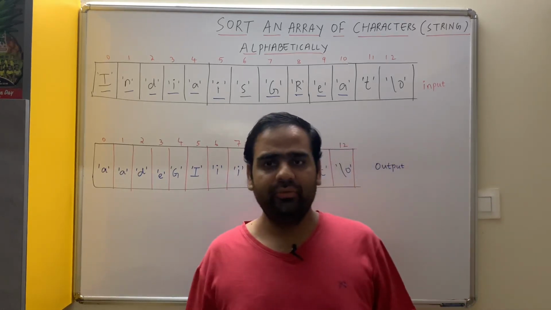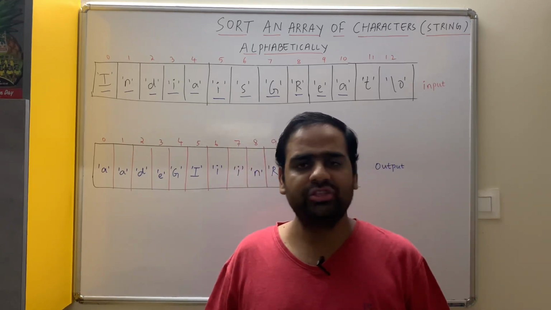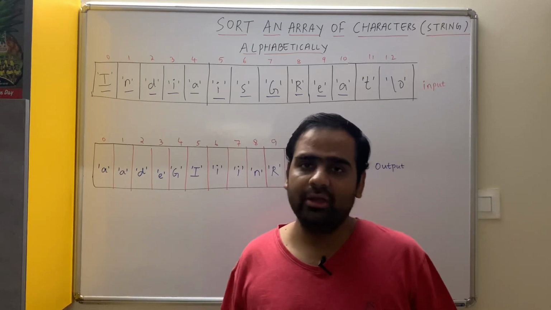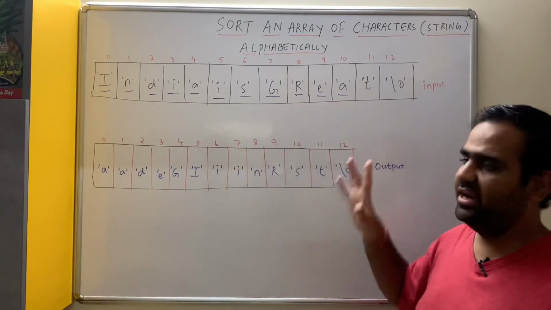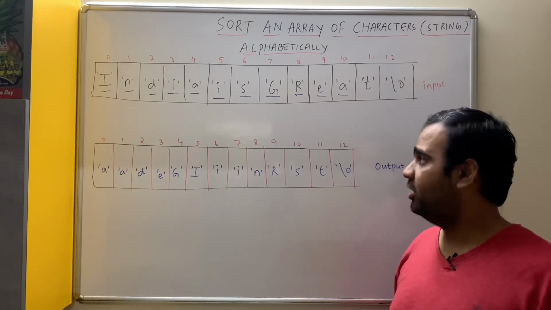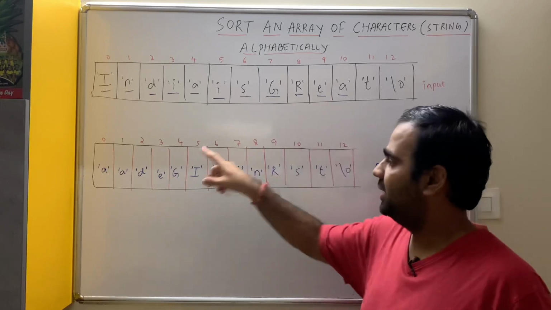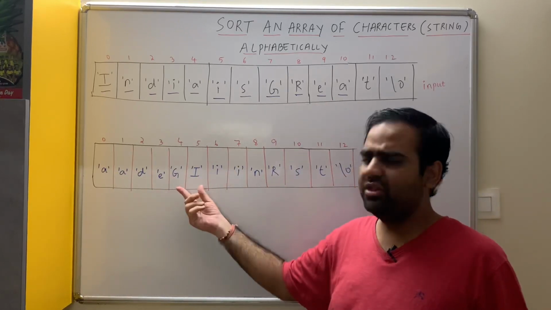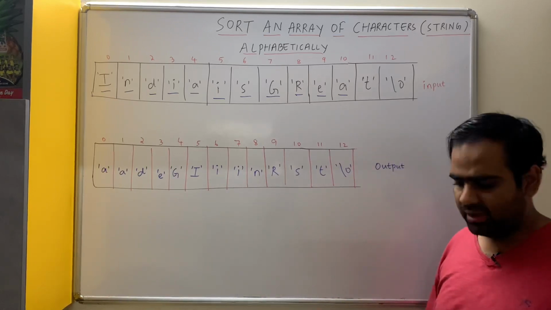In this video we will see how we sort an array of characters, or a string, alphabetically by ignoring the case. Suppose the string is "India is great". Now how do we sort it? First we write A and A, then D, E. This is alphabetical order, and then you see the output as this particular thing.